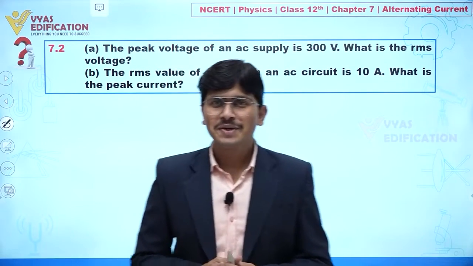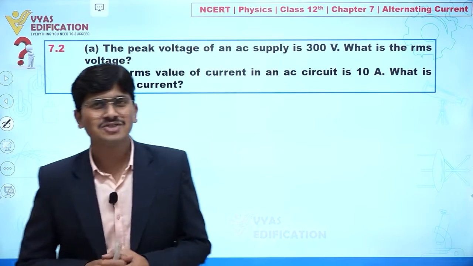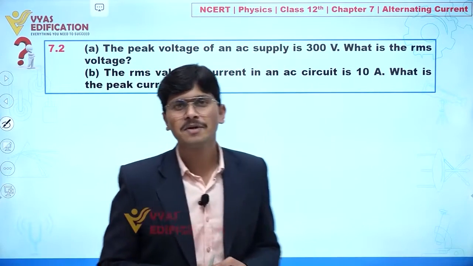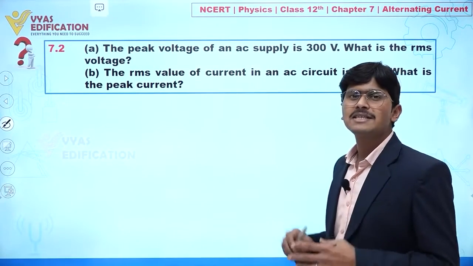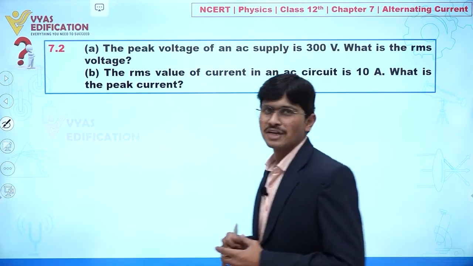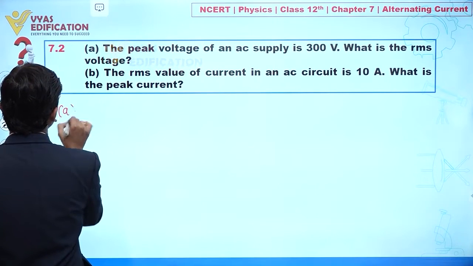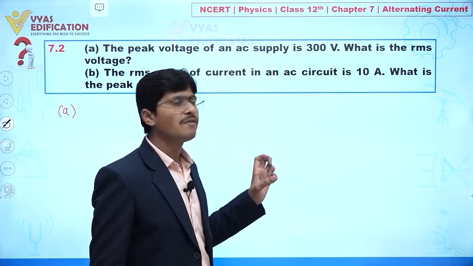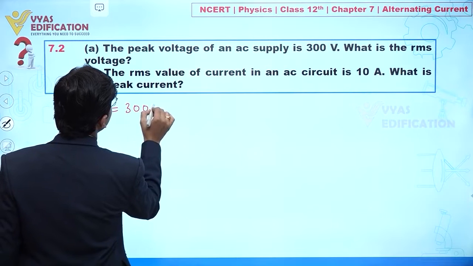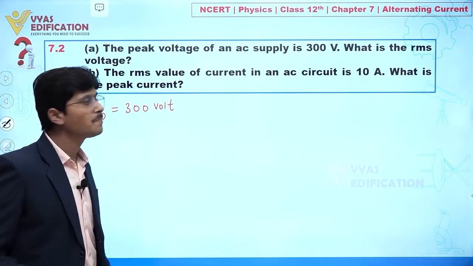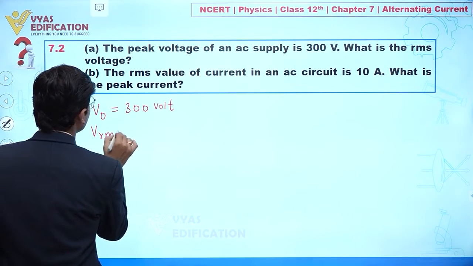Now dear student, we are going to discuss question number 7.2, and in this question we have two parts, part A and part B. In this question it is given that the peak voltage of an AC supply is 300 volt. What is the RMS voltage? So V0 is given as 300 volt in the question. Now we have to find the RMS voltage, so our objective is to calculate V_RMS.